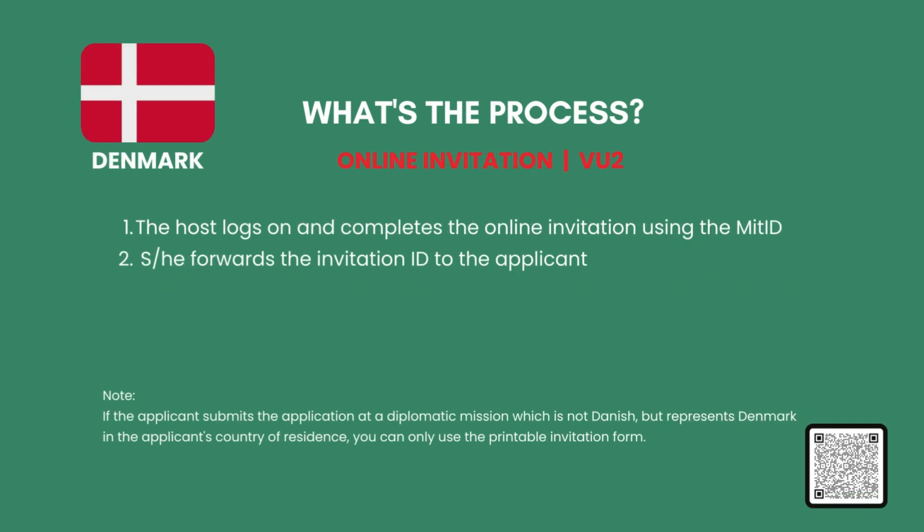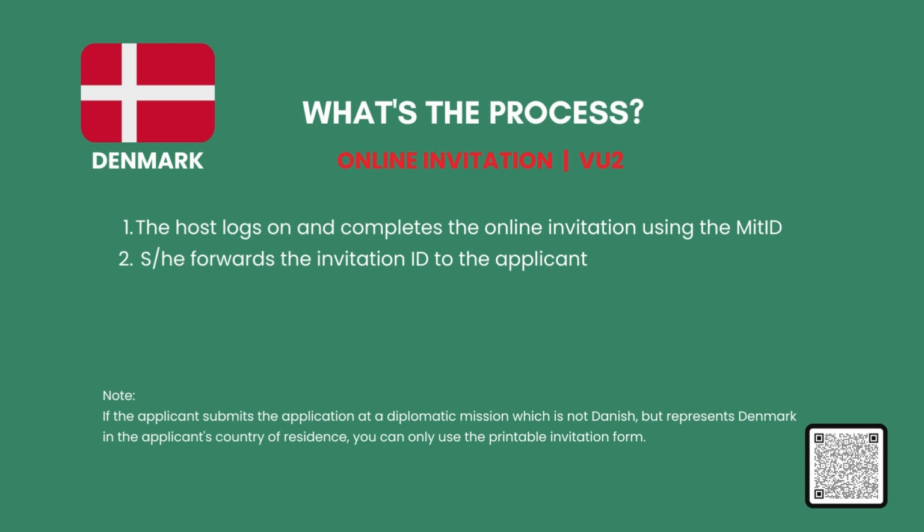So even if I have mentioned earlier that Denmark wants the visa applicant to have their own financial statements, an invitation can also be provided. So it's called an online invitation or the form VU2. So what the host has to do, if he or she would like to invite someone to Denmark, is log on and complete the online invitation using his or her MIT ID. And then once it's approved, he or she will forward the invitation ID to the visa applicant.